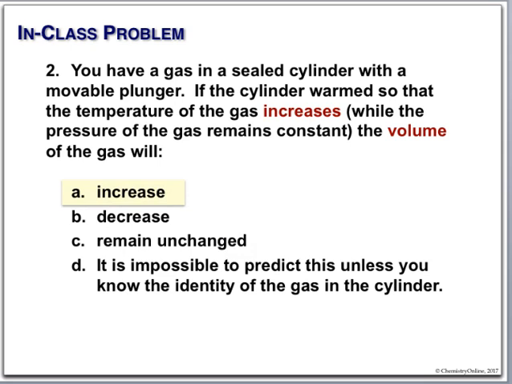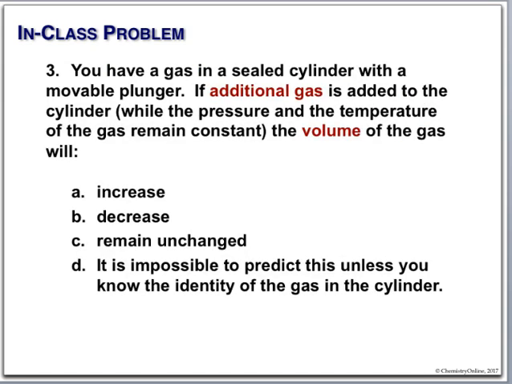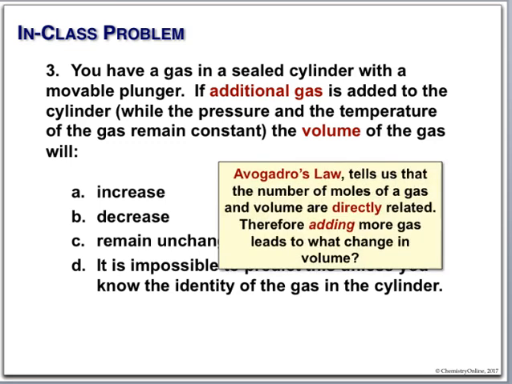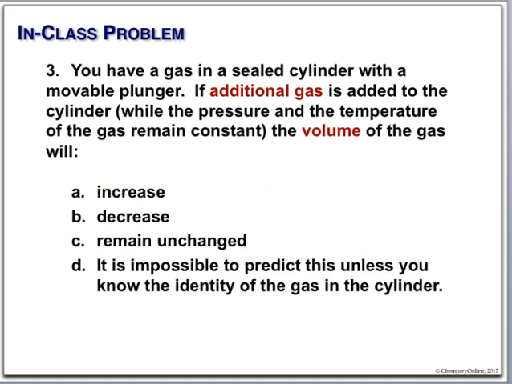And finally, our third friend in the gas laws is Avogadro. We have our cylinder, but we're going to pump in more gas. If we keep temperature and pressure constant, and we're pumping in more gas, what's going to happen to the volume? Well, we got more of it. So it has to go up. The two are directly related. We're adding more gas. Therefore, we must increase our volume.